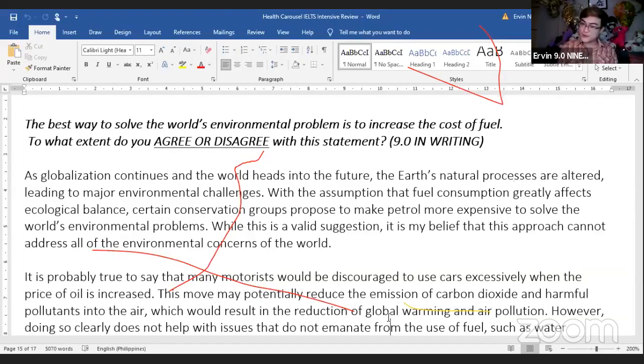Now, I'll prove to you that you don't have to be a poet. You don't need to use Shakespeare's English just to get a high band score. So perhaps after reading this output, you'll never look at 9.0 in writing in the same way again, because in the first place, it is not intimidating. Ladies and gentlemen, the task description is: the best way to solve the world's environmental problem is to increase the cost of fuel. To what extent do you agree or disagree with this statement?